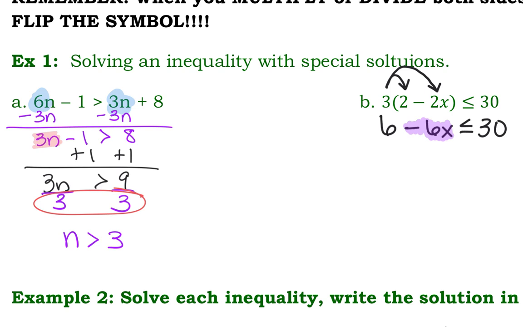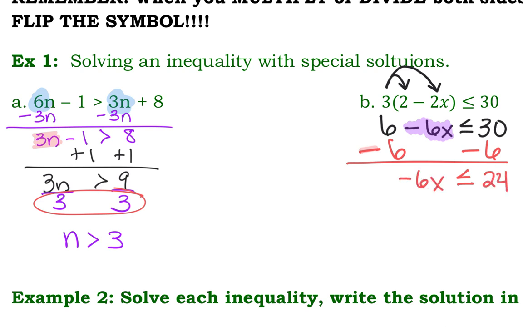So what do we want to do? What do we want to move over? The 6. How do we move over the 6? Subtract it. Good. Let's subtract 6 on both sides. And what's 30 minus 6? 24. Good. And you bring down the -6x.